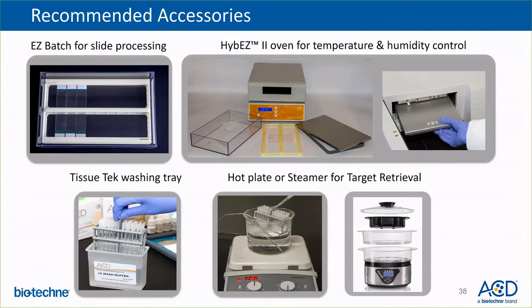Presented here are some recommended accessories required for running the manual RNAscope and BaseScope assays. To the top left are the 2 options for washing and handling the slides. You may use either TissueTek, which is not shown here, or the wash tray, common in most labs, or the EasyBatch slide processing system, which was designed to streamline your RNAscope and BaseScope assays. It saves handling time when working with a large number of samples. So we highly recommend that you use our EasyBatch slide processing system.